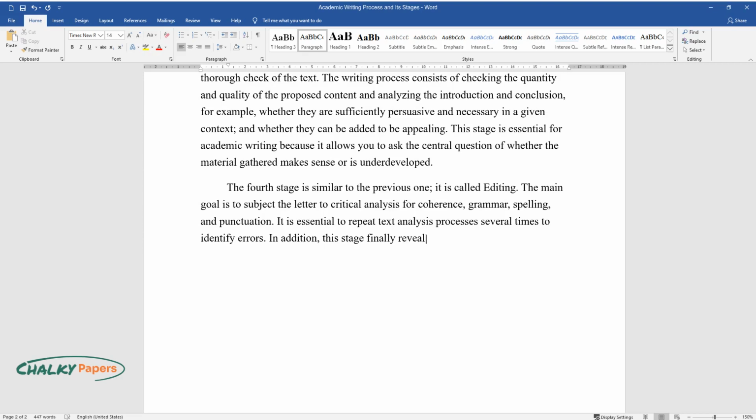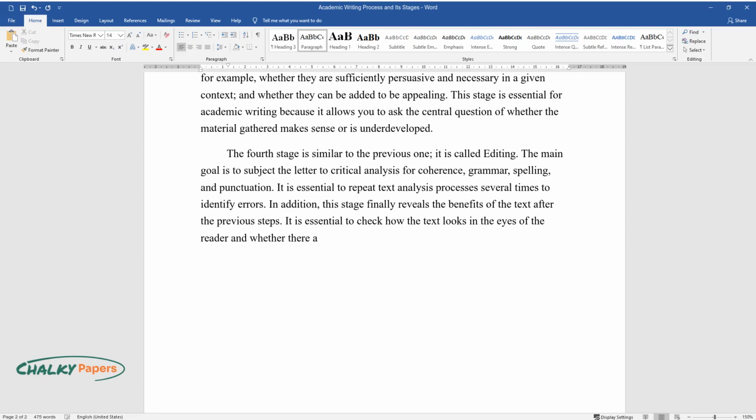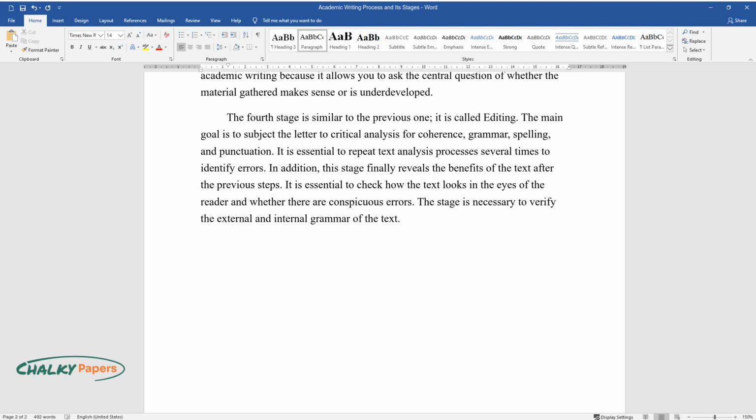In addition, this stage finally reveals the benefits of the text after the previous steps. It is essential to check how the text looks in the eyes of the reader and whether there are conspicuous errors. The stage is necessary to verify the external and internal grammar of the text.